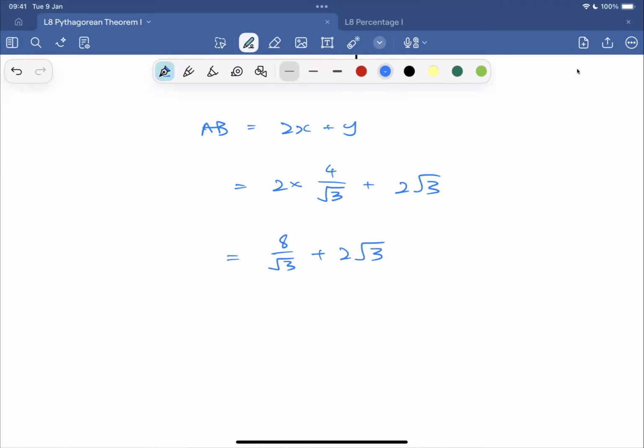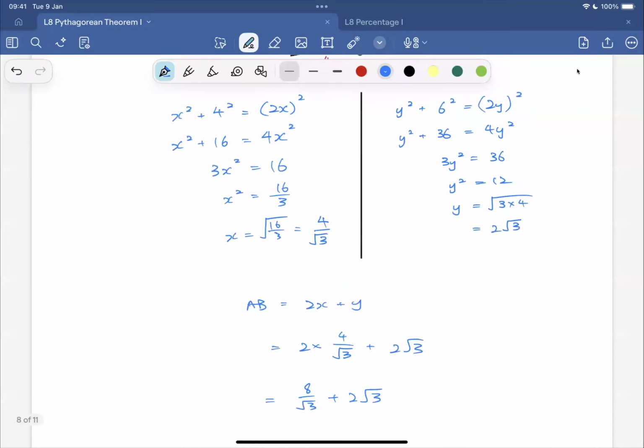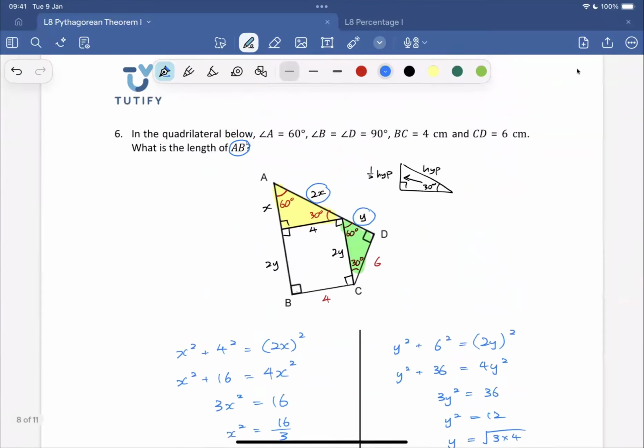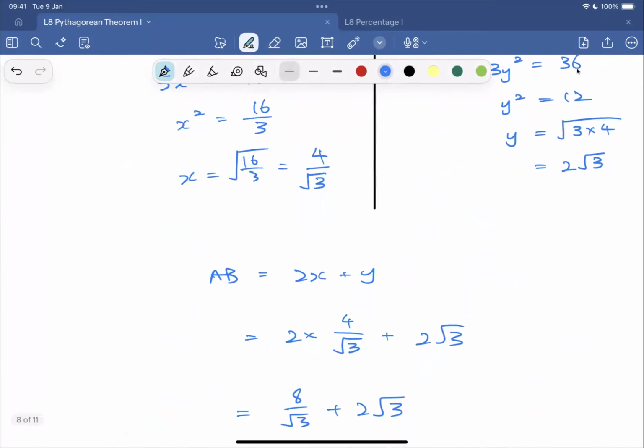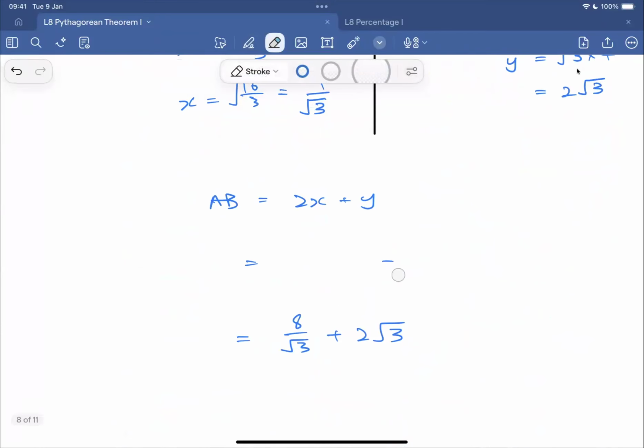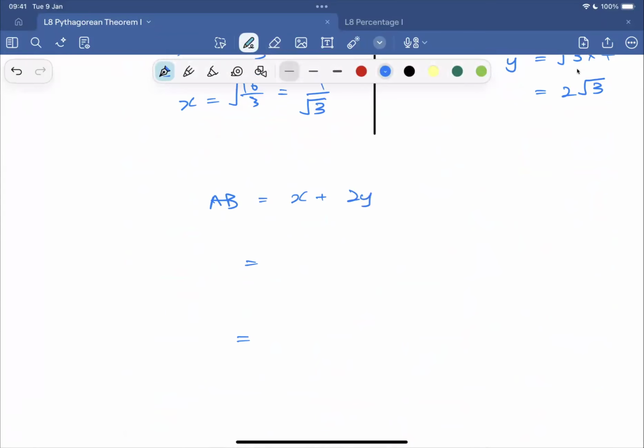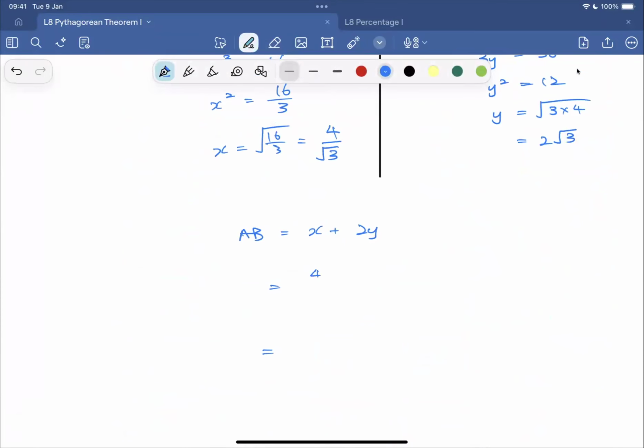Sorry, students. They're asking for AB, right? I actually found AD. AB is x plus 2y. Sorry. Okay, x plus 2y. Let's do that again. X plus 2y. So I know that this is x plus 2y. 2 times y is 4.